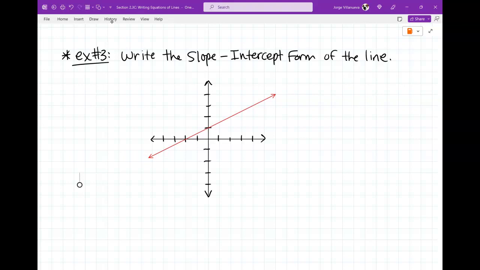So that's easy. Write that down. B equals 1. Right now I'll do that. It's just a little harder to write when I'm standing up. And then I've got to figure out my slope.